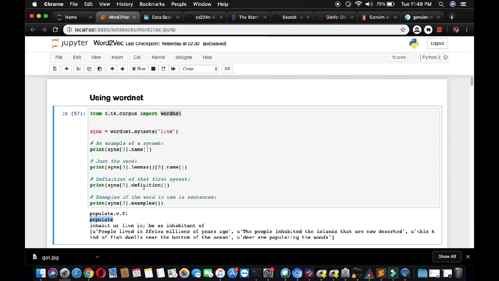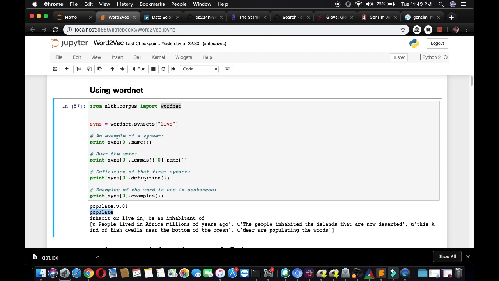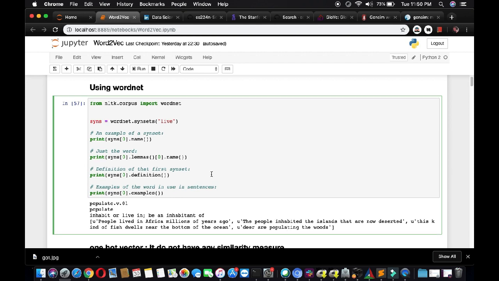Then we can also see the definition of that word. The definition is inhabit or live in, be an inhabitant of, which makes sense. And we can also see the examples of all the synonyms. People lived in Africa millions of years ago, so lived is there, then inhabited is there, with its sentence, then dwells is there, populating is there. So yeah, that basically solves our problem, right?